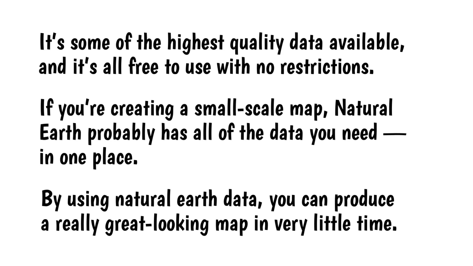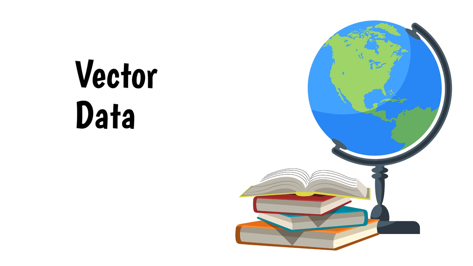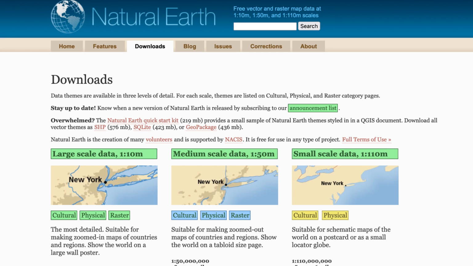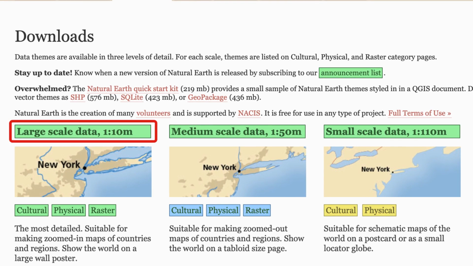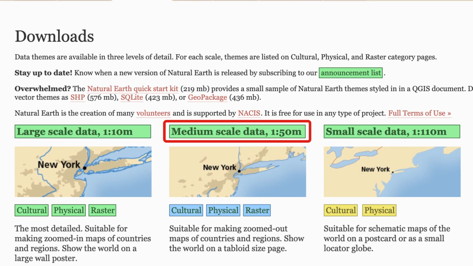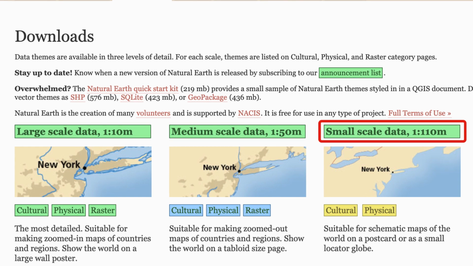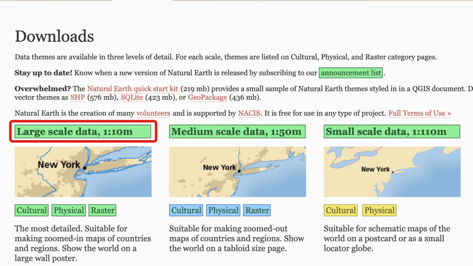Here's an overview of the data. First, we'll look at the vector files. Natural Earth data is separated into three scales: 1 to 10 million, large scale, 1 to 50 million, medium scale, and 1 to 110 million, small scale. The 1 to 10 million data set is the largest and most detailed, so I'll focus on that. The medium and small scale data sets are good for maps that don't need as much detail, such as populated places, for example. All of the vector data is in shapefile format, so it's easy to use in QGIS.